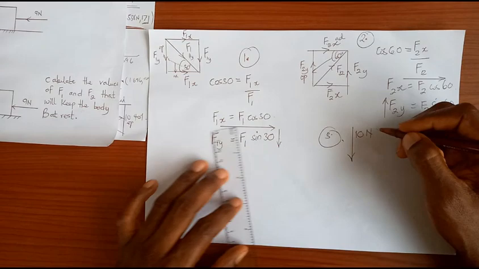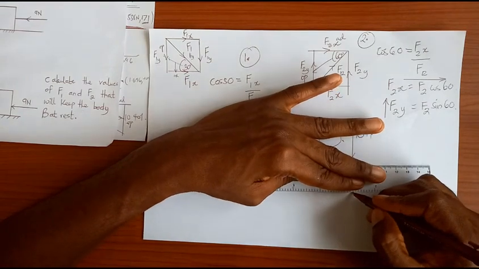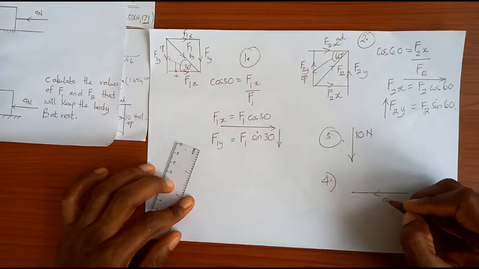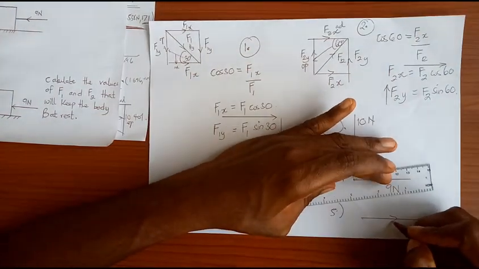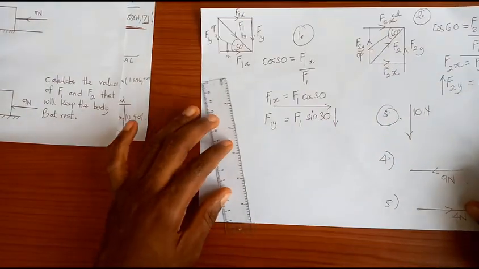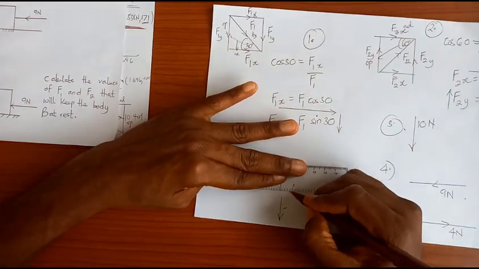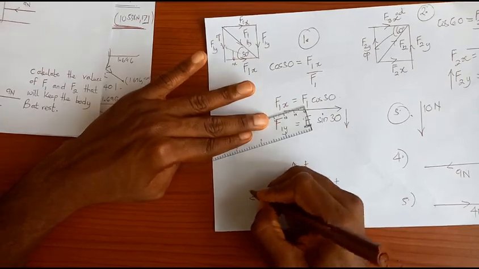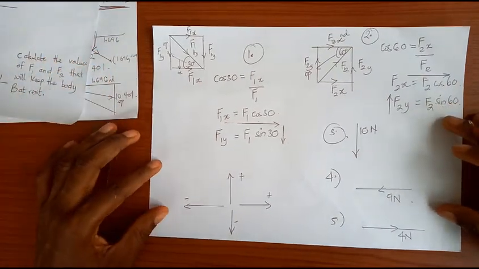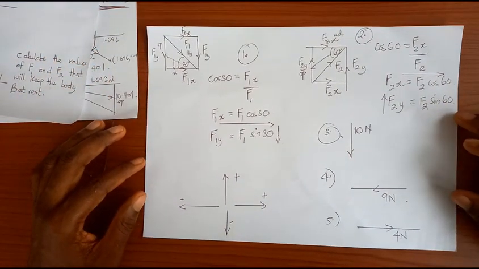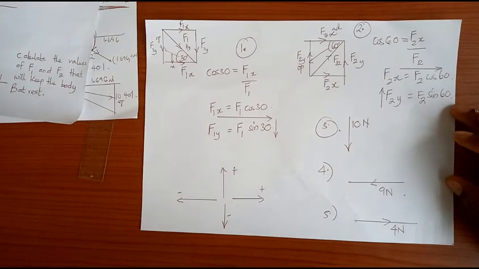What do we have as the fourth force? 9 newtons going this way, and 4 newtons going that way. And remember what I told you? When the force is going up, it's positive, coming down, it's negative, going here, it's positive, coming here, it's negative. So please take note of this. Can you see all that I've done here? Because I'll be going to the next. Okay, let's go.